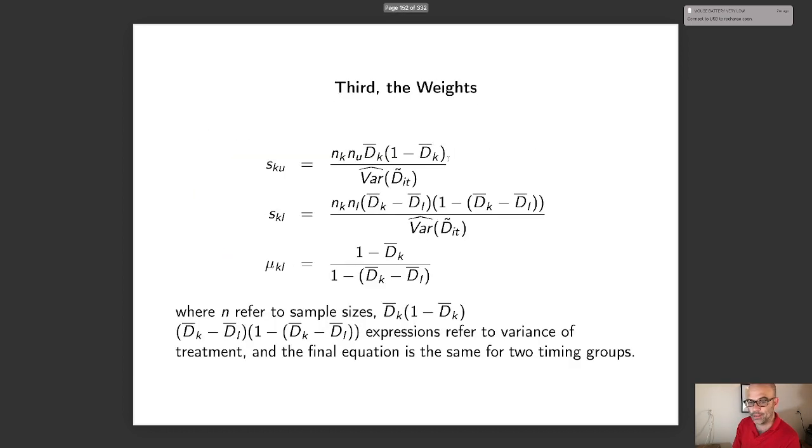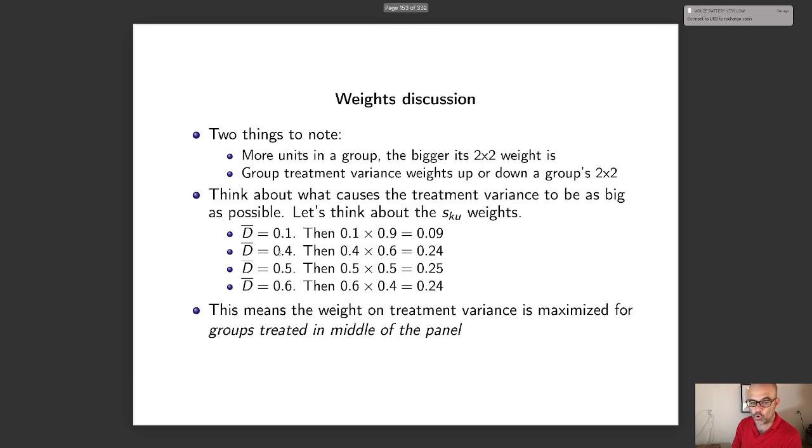So that would mean this part of the weight is 0.09. What about 0.4? Okay, so it spends 40% of the time treated. 0.4 times 0.6, 0.24. All right. What about 0.5? 0.5 times 0.5, 0.25. Now look what's going on here. It's getting bigger, right? It's getting a little bit bigger.